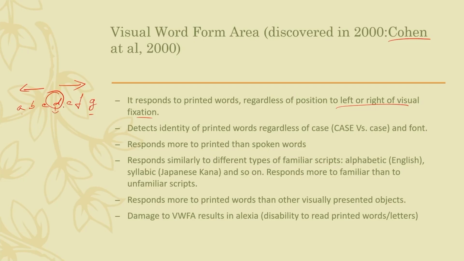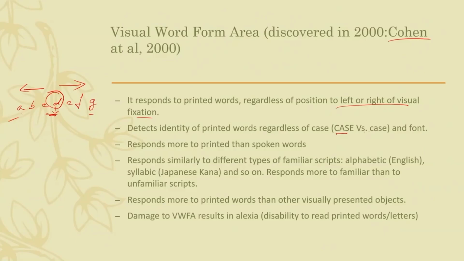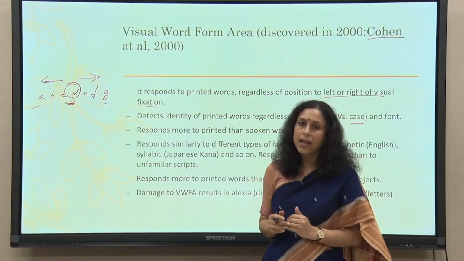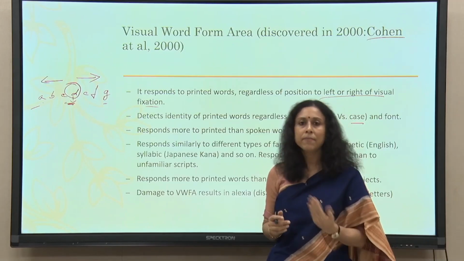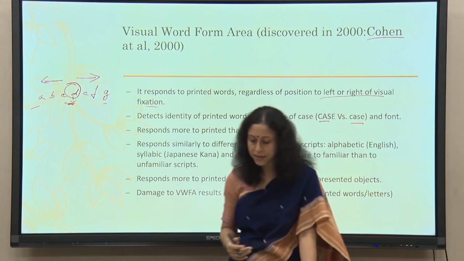So, my VWFA processes this printed word irrespective of which side of the fixation area it is on. It also detects the identity of printed words regardless of case. So, whether it is in uppercase or lowercase, it identifies both as 2 different manifestations of the same letter, same sound, or whatever the case may be.